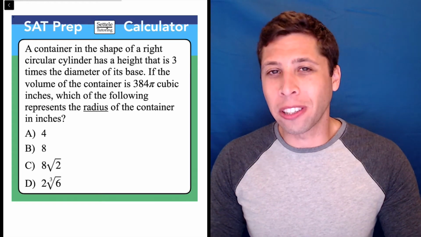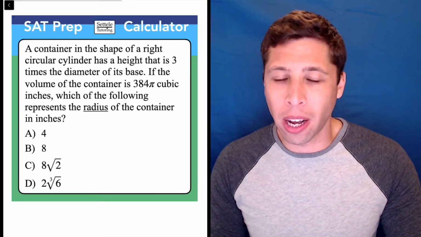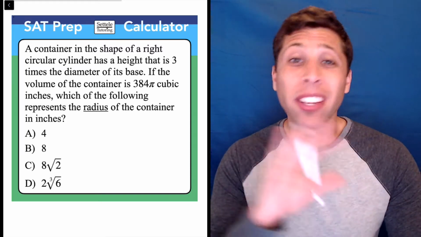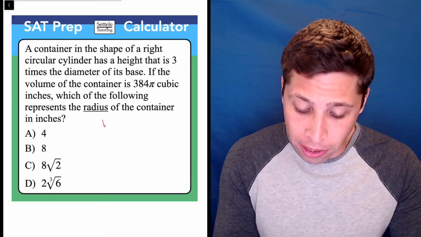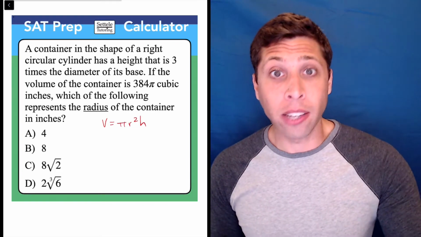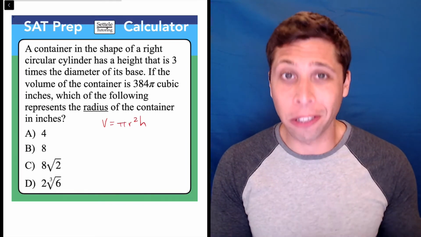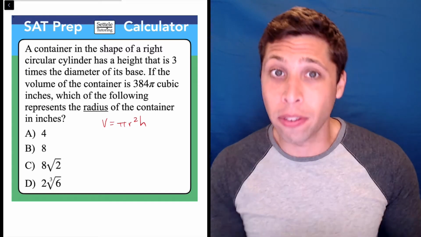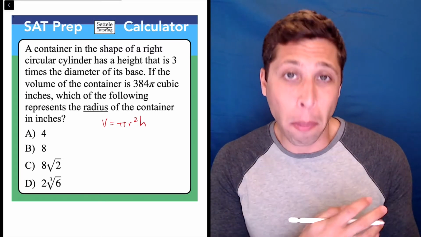This cylinder question is a little confusing because of all the little things going on, but the place we should start is going to be the same as any other cylinder question. Let's write down our formula, volume equals pi r squared h. And if you don't have that memorized, it's at the beginning of every single math section in the reference chart. So they do give this to you. You do not need to memorize it. You just need to remember that it's there.